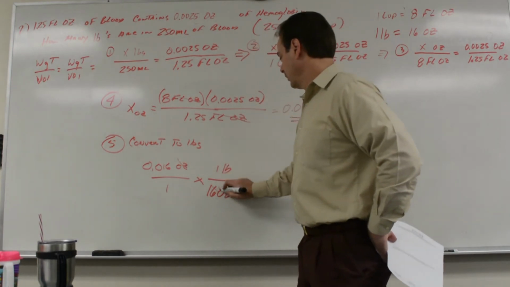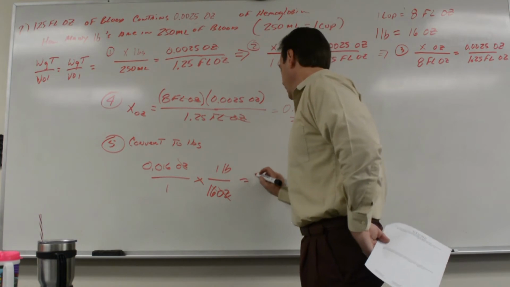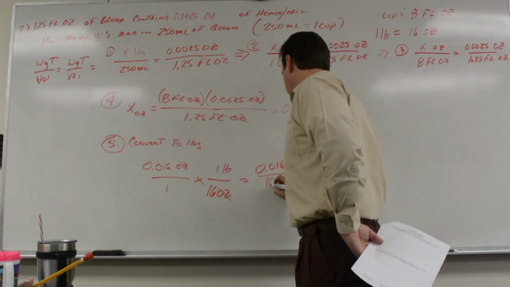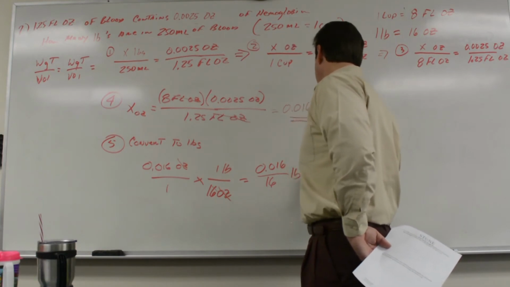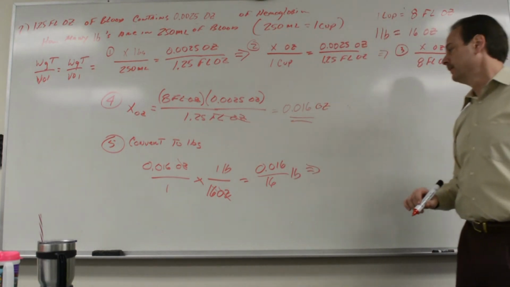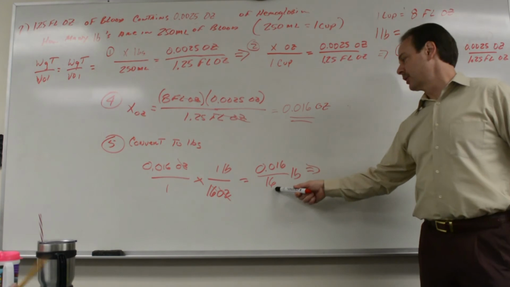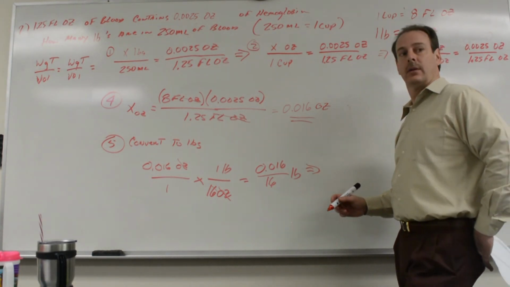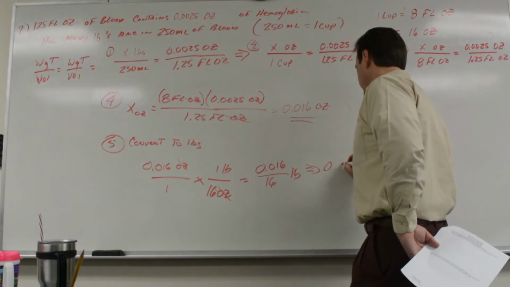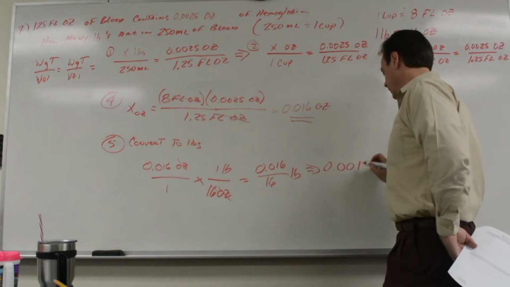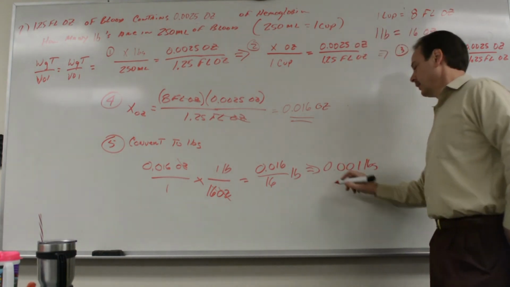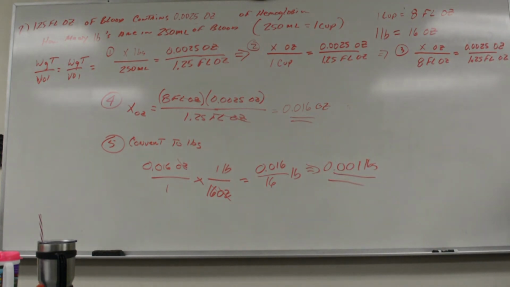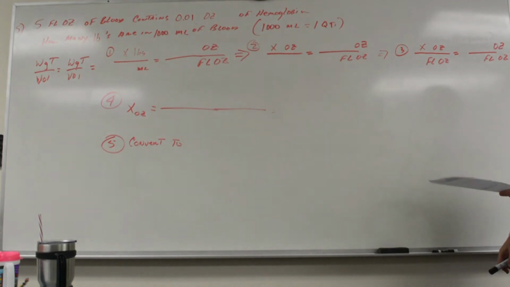Ounces cancel. We're going to be left with pounds, so this is going to equal 0.016 divided by 16. Our answer will be in pounds, and that will equal what? If we divide 0.016 by 16, 0.001. 0.001 pounds. So there's your final answer. Much the same as what we had last time.